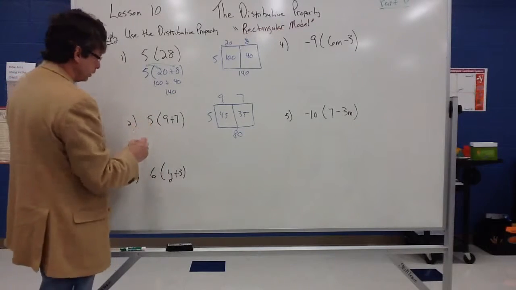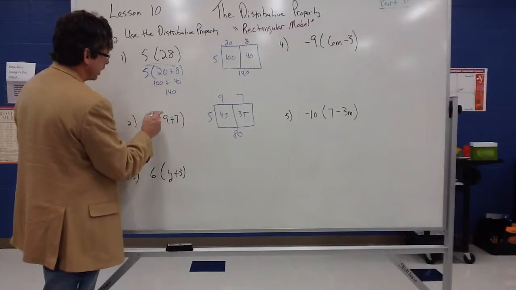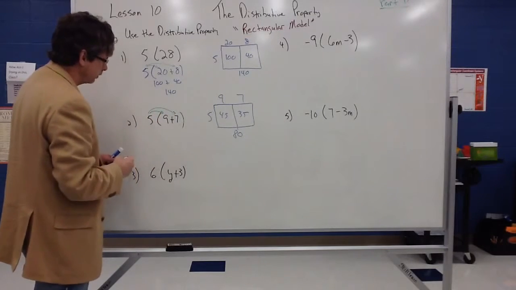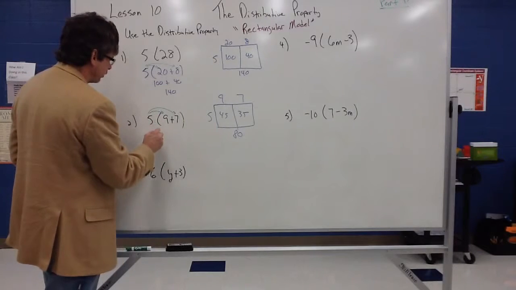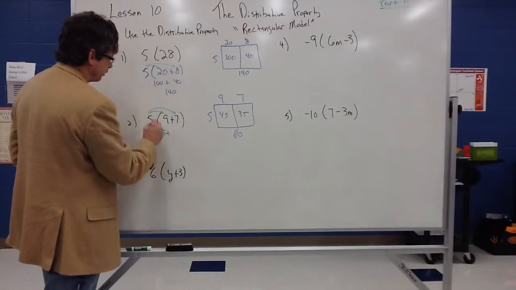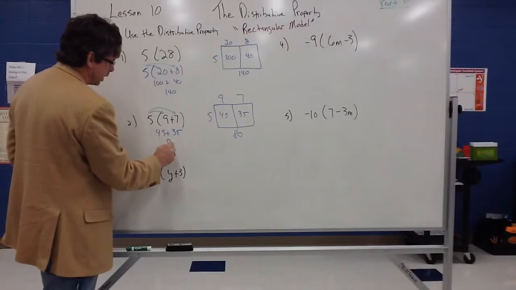Or again, I can come over here and just simply distribute the 5 through the parentheses. 5 times 9, 5 times 7, multiply through the parentheses. 5 times 9 is 45, plus 5 times 7 is 35, and those can combine together to give me 80.